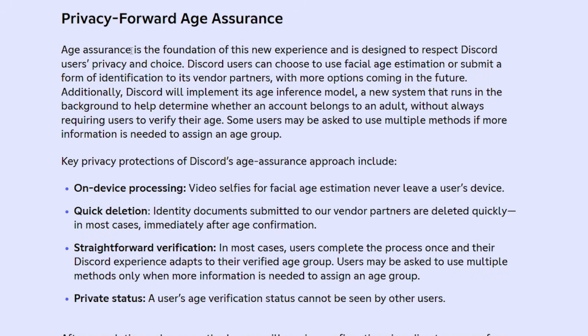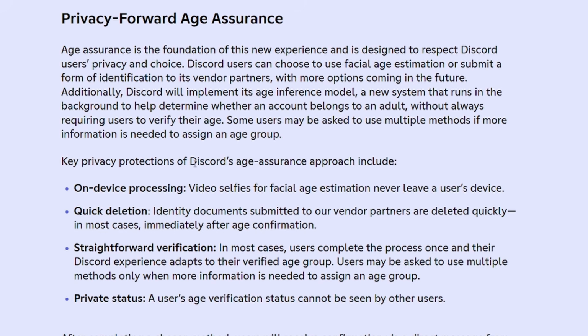Privacy forward age assurance. Age assurance is the foundation of this new experience and it's designed to respect Discord users' privacy and choice. Discord users can choose to use facial age estimation or submit a form of identification, which kids will find a way to get around, to its vendor partners, with more options coming in the future. Additionally, Discord will implement its age inference model, a new system that runs in the background to help determine whether an account belongs to an adult without always requiring users to verify their age. Some users may be asked to use multiple methods if information is needed to assign an age group.